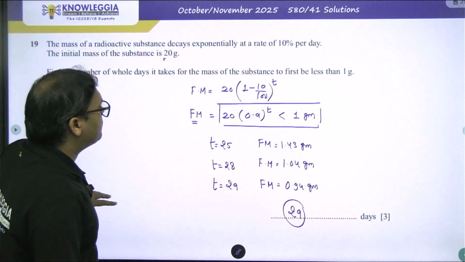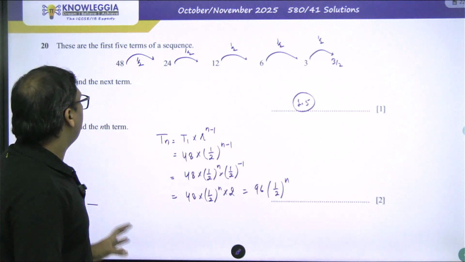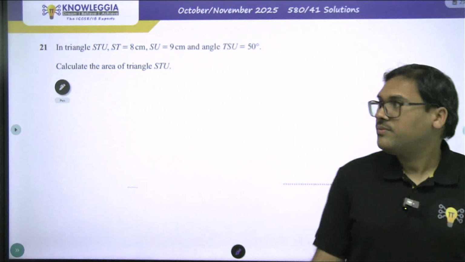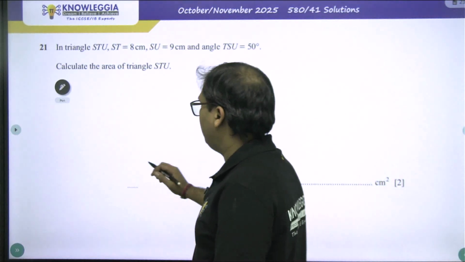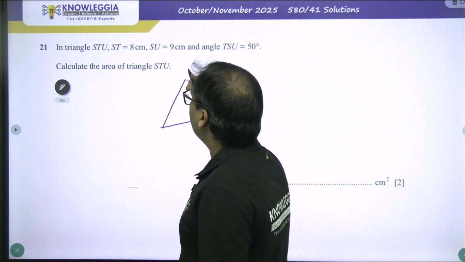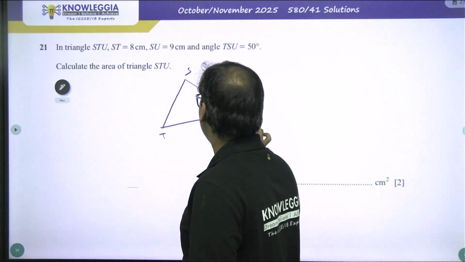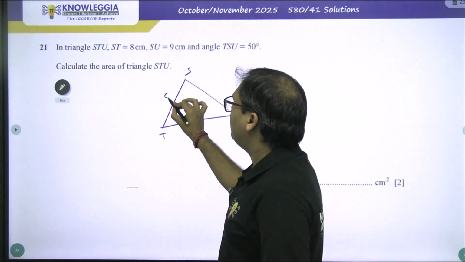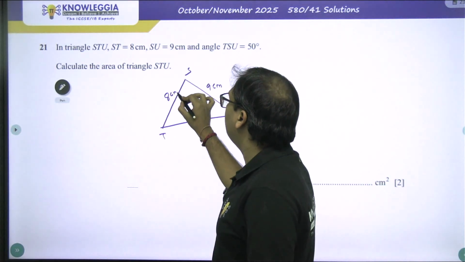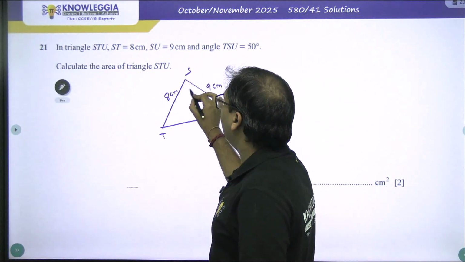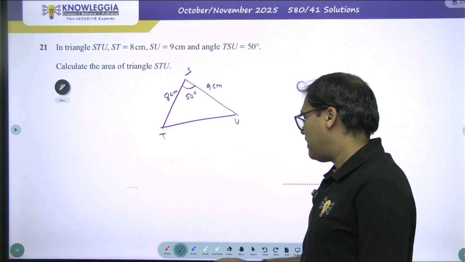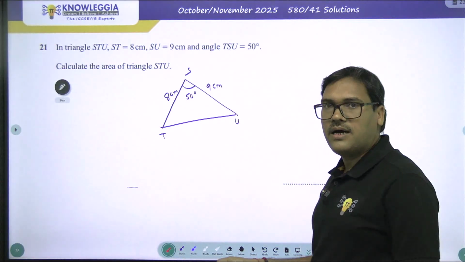Okay. Next question. Let's move to the next one. In a triangle STU, these are given to you. You have to calculate the area of the triangle. So you can see if you have a triangle like this, triangle STU, ST is 8, SU is 9 centimeter, and angle TSU, that is the angle between them, is 50 degree. So this is the area of the triangle whose sides and angle between them are given to you.